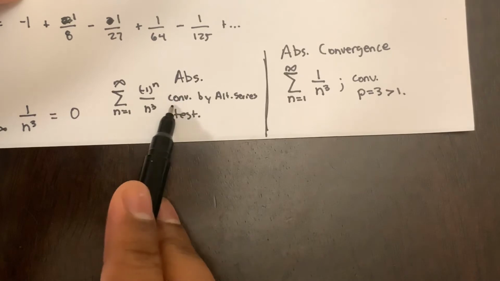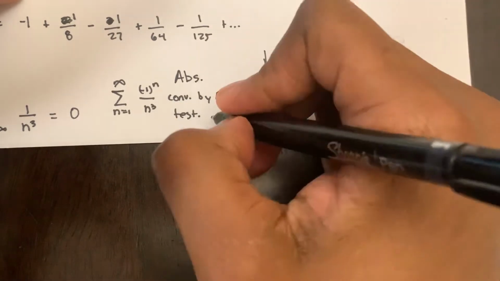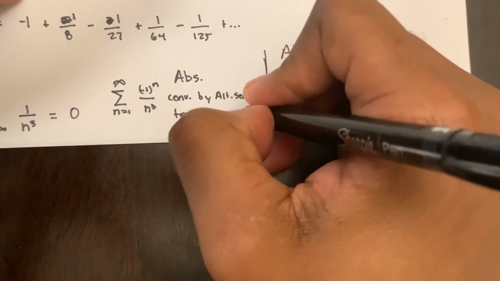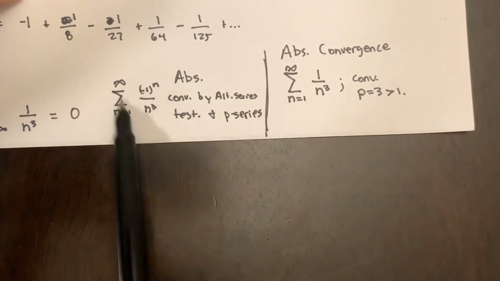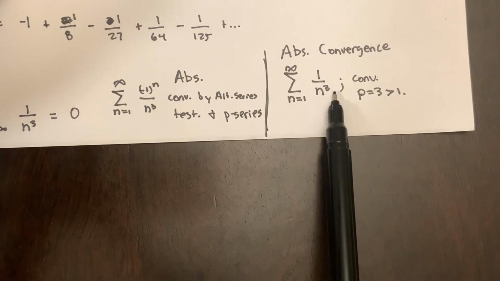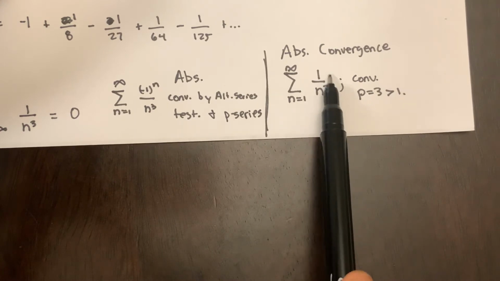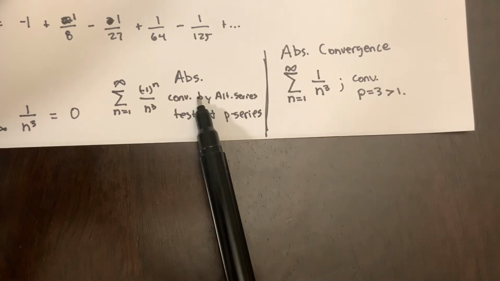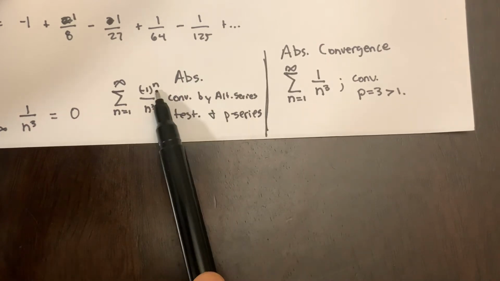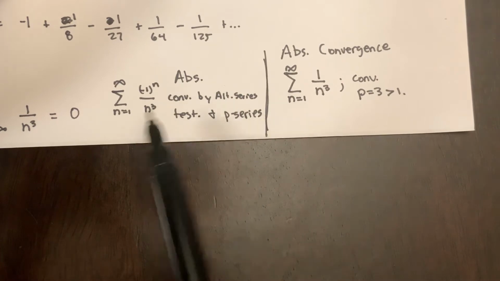So absolutely convergent by alternating series test and P series. So in this case, we know this series is absolutely convergent because in absolute value, we get a P series, 1 over n cubed, and that's convergent. And we already knew that it was convergent by the alternating series test. So it's absolutely convergent by the alternating series test and P series.